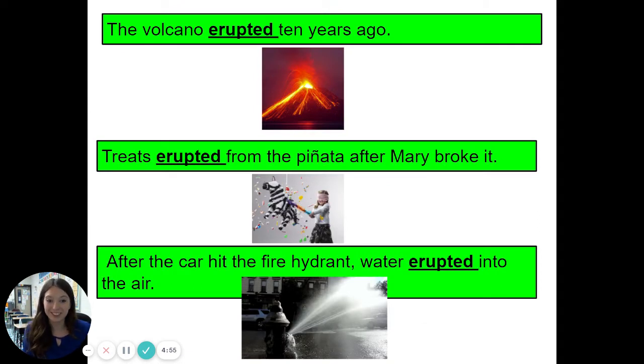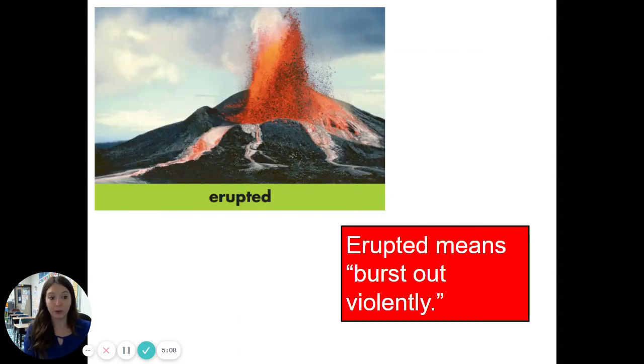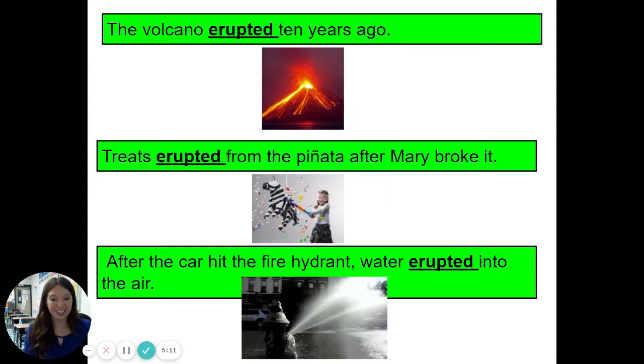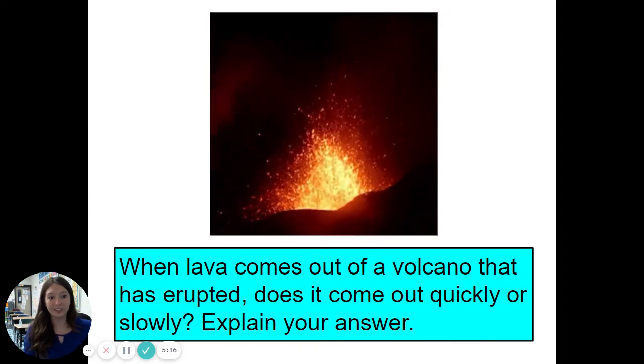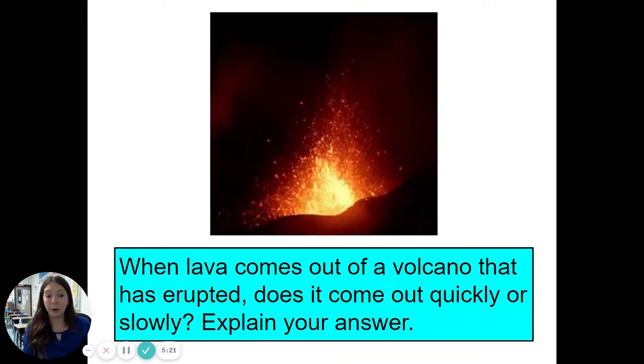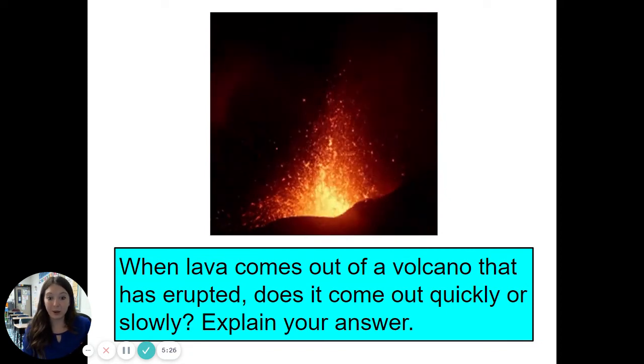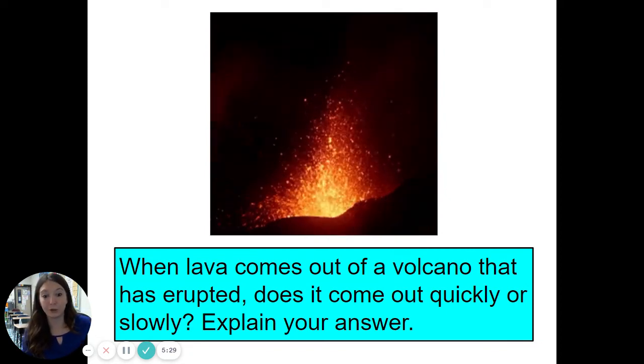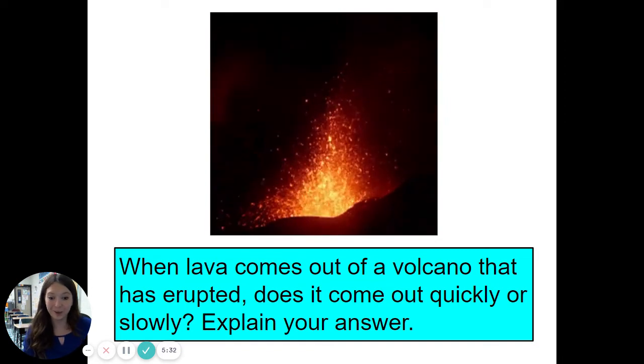Here are some example sentences. The volcano erupted 10 years ago. Treats erupted from the piñata after Mary broke it. And after a car hit the fire hydrant, water erupted into the air. Erupted, okay? We know erupted means to burst out violently, not like trickle out. It's like shooting out. Here's your question. Look at this little picture that's moving here. When lava comes out of a volcano that has erupted, does it come out quickly or slowly? Look at this video to help you explain your answer. Use the word erupted in your answer. Pause the video.